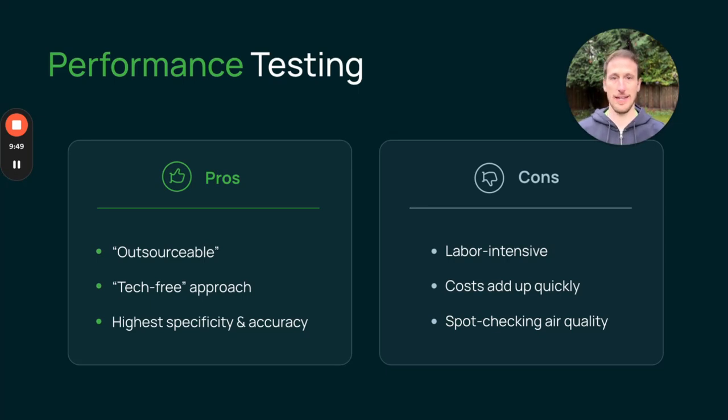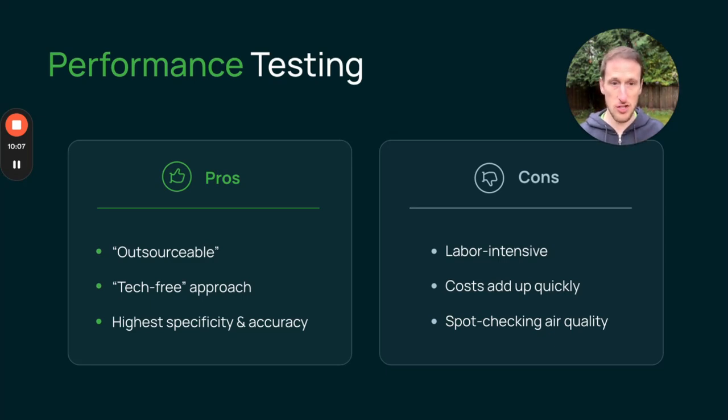And I have heard countless stories of projects spending $30,000, $40,000, $50,000 on performance testing for their building. And again, there is an annual requirement under A01 Part 5 to do these tests every year. So these costs can add up very, very quickly.